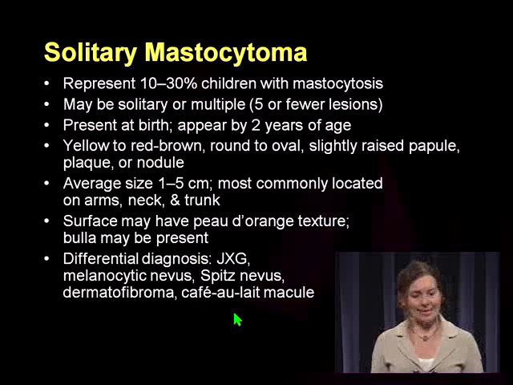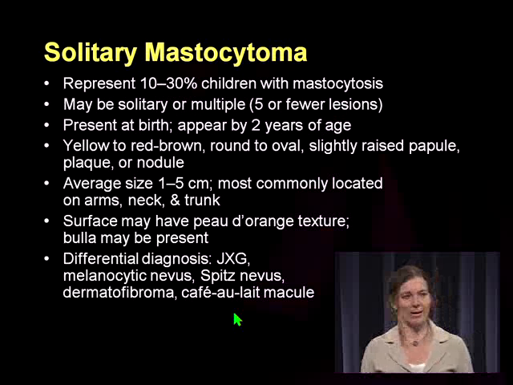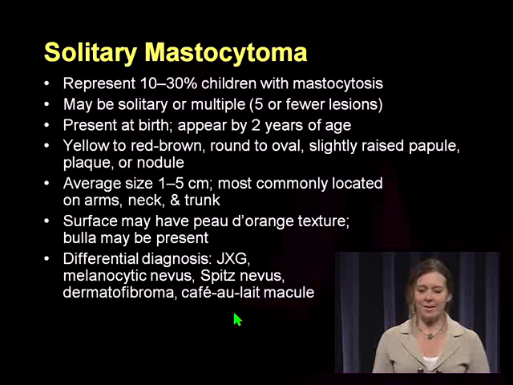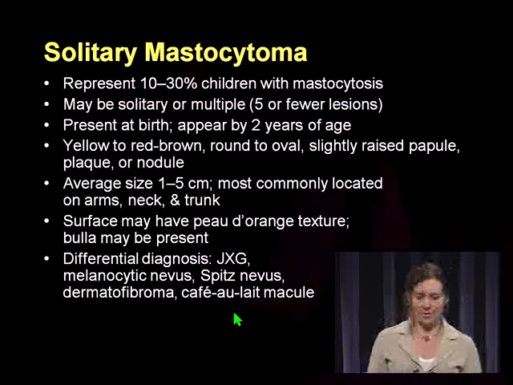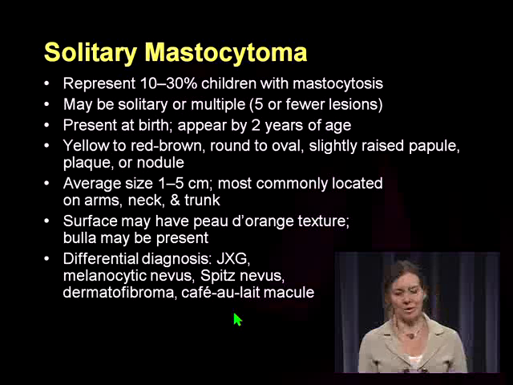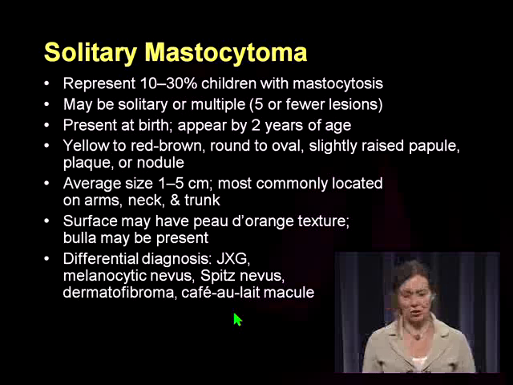Again, it's going to vary depending on your underlying skin tone, but they can be yellow to red-brown. They tend to be round or oval. They're usually slightly raised, vary in size, usually between about 1 and 5 centimeters, and they're most commonly located on the arms, trunk, or neck. If you look closely, the surface may have what we refer to as a peau d'orange appearance, or an orange peel texture. And sometimes if the lesions are stimulated, you may see an overlying blister or bulla. The typical things that would enter your differential diagnosis would include juvenile xanthogranulomas, melanocytic nevi, Spitz nevi, dermatofibromas, or cafe au lait macules.